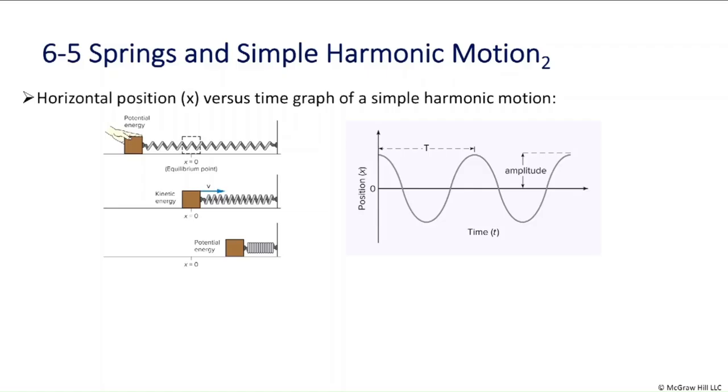Now let's think about what the motion of a mass on a spring looks like if we plot its horizontal position against time. Take a moment. What do you think the graph would look like? Pause the video and imagine the curve. Okay, it's already there, right?